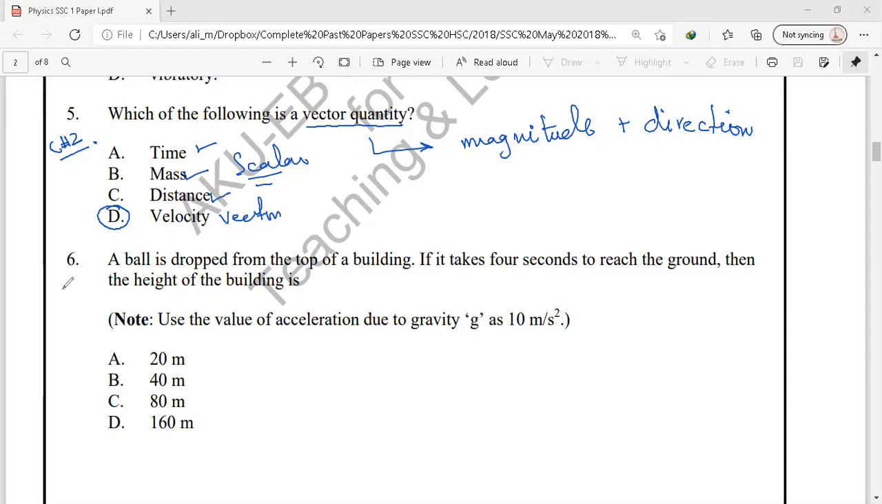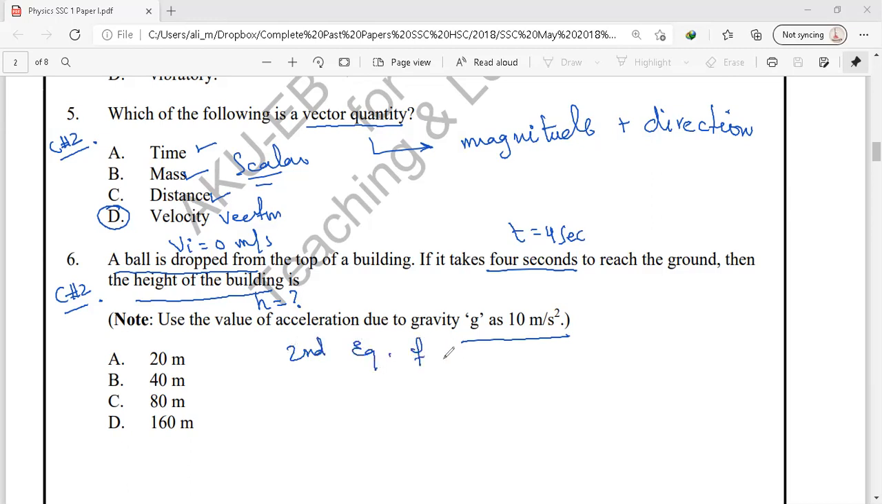In question number 6, this is again from chapter number 2, and the topic is free fall motion. A ball is dropped from the top of the building and it takes 4 seconds to reach the ground, and we have to calculate the height of the building. If a ball is dropped, it means its initial velocity is 0 and it takes 4 seconds to reach the ground. And we have been given the gravitational acceleration as 10 meters per second square, and we have to find the height of that building.